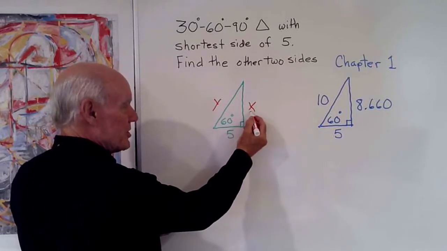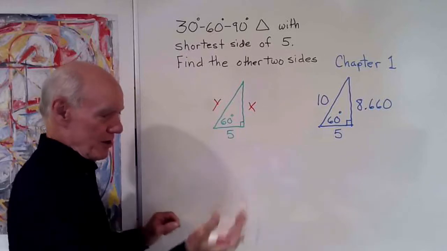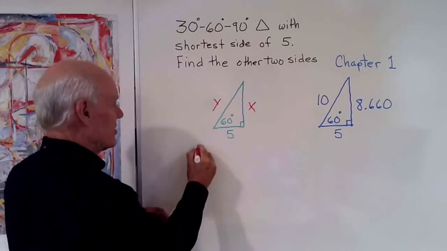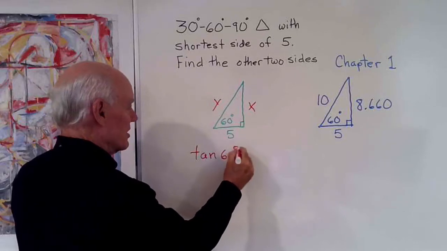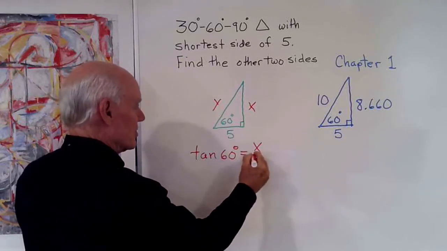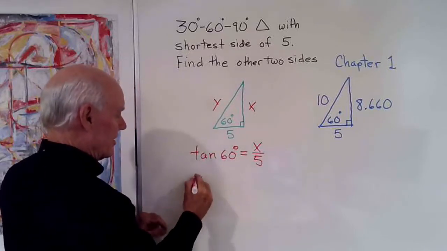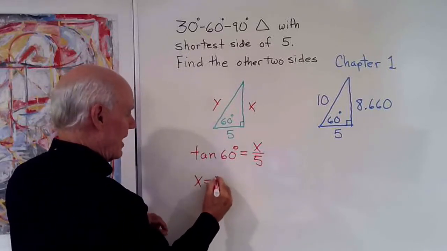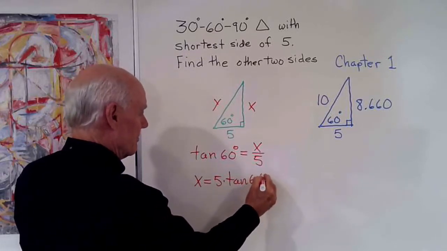The side opposite is x, the side adjacent is 5, and I'm going to find out in this section that that's the same as the tangent of 60 degrees. So tangent of 60 is x over 5. I multiply both sides by 5 and I get this. x is equal to 5 times the tangent of 60.